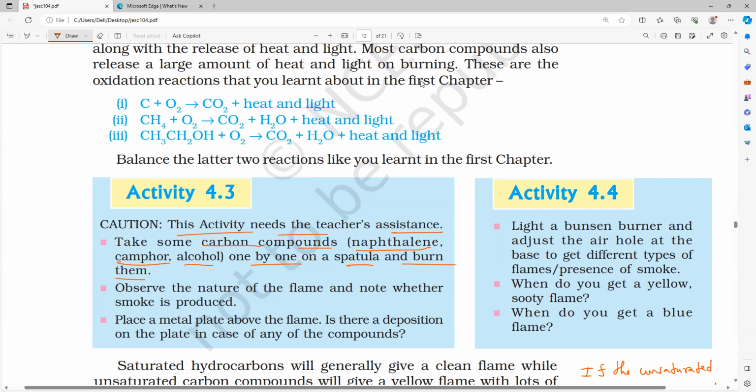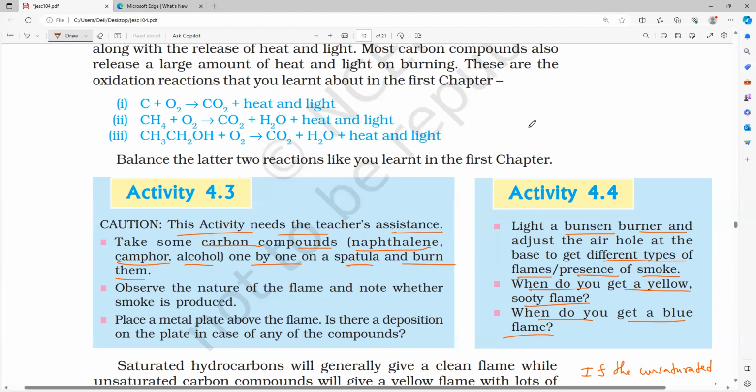To show incomplete combustion, we need a sooty flame, while complete combustion gives a blue flame. So when do you get a yellow, sooty flame? When do you get a blue flame? This is the activity to show the different compositions. Both we can do, nothing wrong with it. Let us finish this first, because we want to get different types of flames, the presence of smoke. If you notice, what is happening? When do you get a yellow sooty flame, everybody?